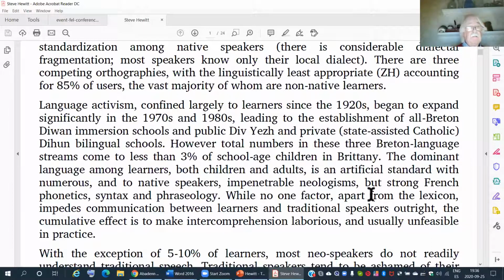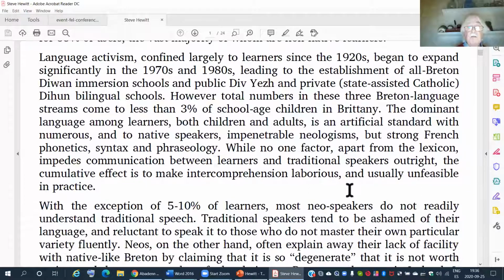The dominant language among learners, both children and adults, is an artificial standard with numerous neologisms impenetrable to native speakers, with strong French phonetics, syntax, and phraseology. While no one factor apart from the lexicon impedes communication between learners and traditional speakers outright, the cumulative effect is to make intercomprehension between the young speakers and native speakers laborious and usually unfeasible in practice.